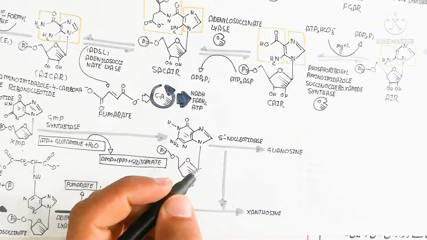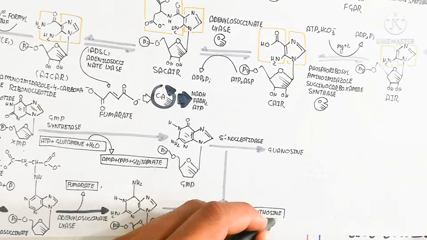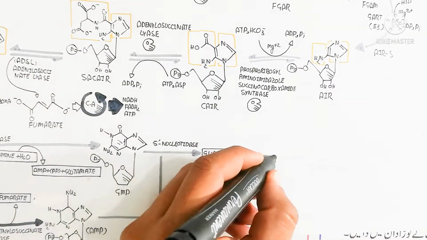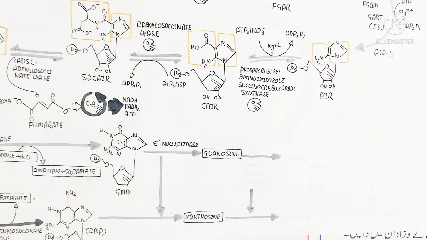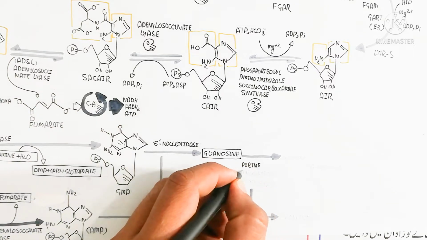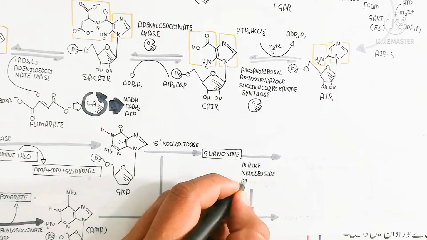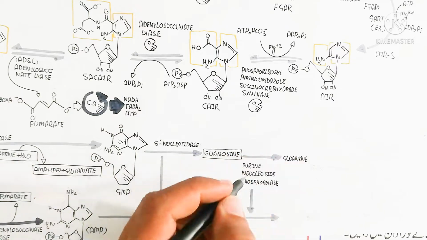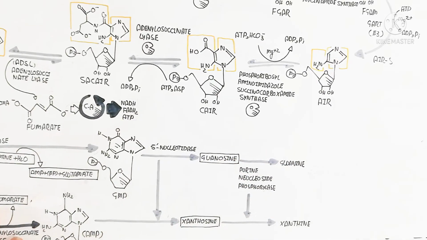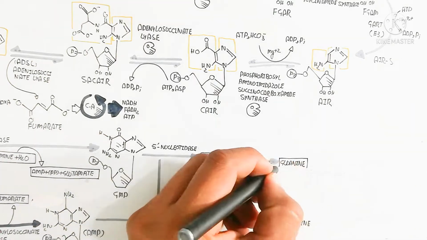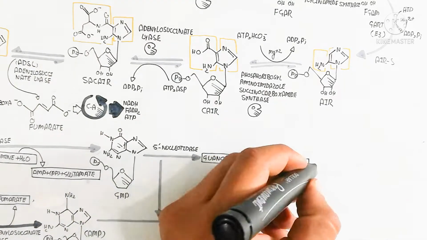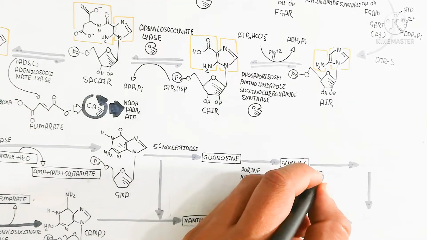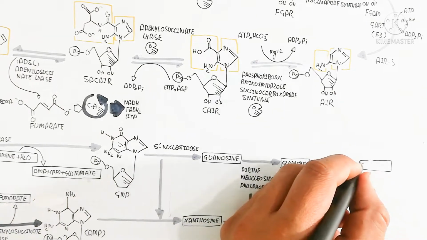Here the 5' nucleotidase enzyme is used to produce guanosine, while here is the xanthosine formation. In this way, the purine nucleoside phosphorylase enzyme is used to produce the guanine, and the deaminase enzyme is used to produce xanthine, and the xanthosine is also converted into xanthine.